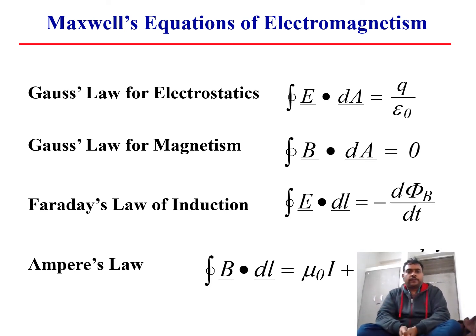First one is Gauss law of electrostatics: the surface integral of electric field E dA is equal to Q by epsilon naught. Second one is the Gauss law in magnetostatics: B dA is equal to 0. Third is Faraday's law of induction: the line integral of E dL is equal to minus d phi b by dt. And this is the Ampere's law. These four equations taken together are called the Maxwell's equations.